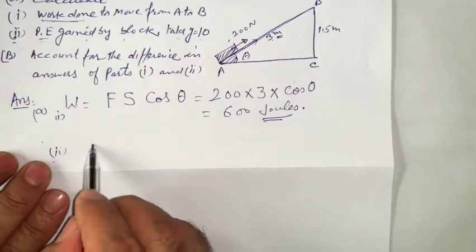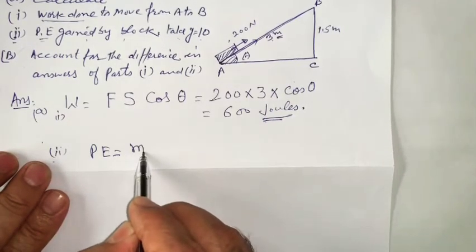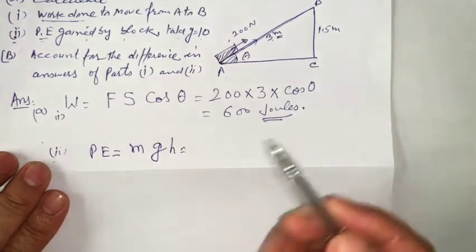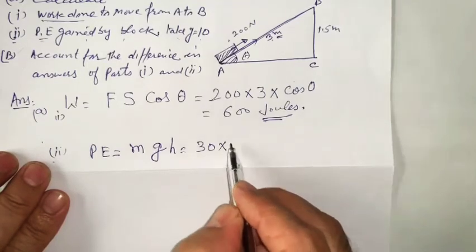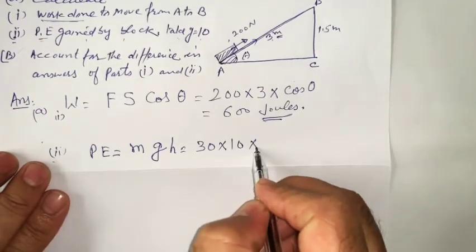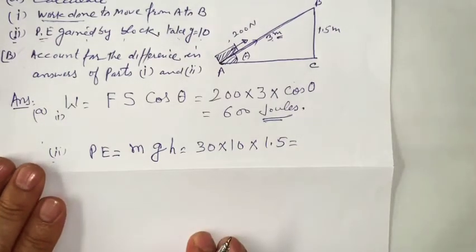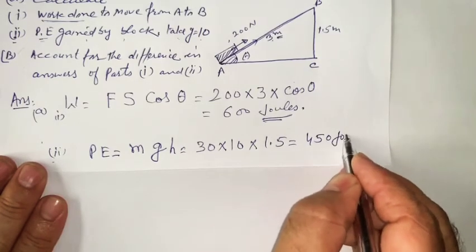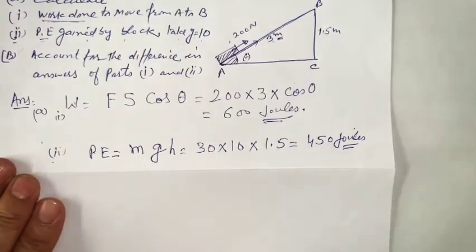Potential energy. You know potential energy is always M into G into H. You are given M 30, G 10, height 1.5. So what is your answer? The answer is 450 joules.